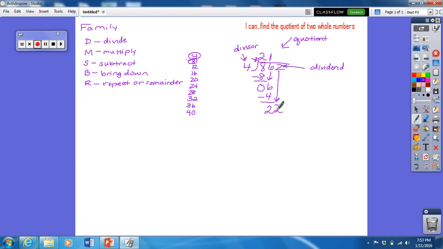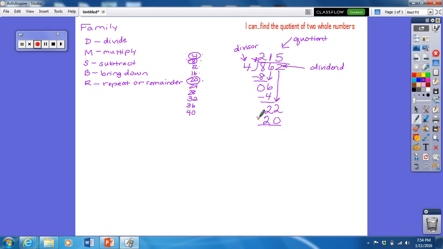Now 22 is still bigger than 4, because 4 is my divisor, so I need to repeat the whole process again. How many times can 4 go into 22? Let's look at my multiples. 4, 8, 12, 16, 20, 24. 24 is too big, so I have to go back to 20. How many times can 4 go into 20? Let's count. 1, 2, 3, 4, 5. So the 5 goes right here. Mom says multiply these two numbers. So we multiply 5 times 4 and get my circled number, which is 20.